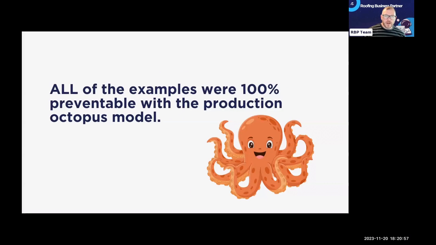All of these examples were 100% preventable with the Production Octopus model, and together the costs that have been incurred by those damages for that one client would pay for all the expenses of this model for 6 months by itself. And that's just the losses, right? And I don't mean that this is something that you should pay for just from theoretical prevention of losses. That's just a side benefit. The real benefit is what you can achieve when it comes to leads and growth and customer experience, right?